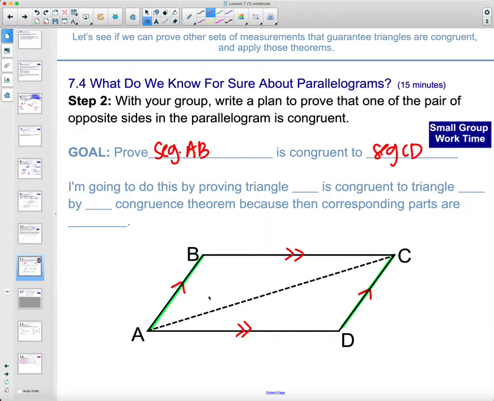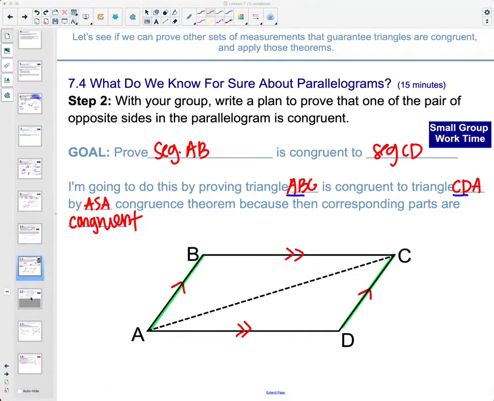To prove this, if I knew that these two triangles were congruent, AB and CD would be corresponding sides. So I'm going to prove that triangle ABC is congruent to, and it looks like the angle that matches with A in this triangle is C, triangle CDA. We've been talking about angle, side, angle today, so I'm going to assume I'm trying to prove it by the angle, side, angle congruence theorem, because then I'd have corresponding parts. AB matches CD, and you can see that in the order of the congruence statement. Those are corresponding parts, and they would be congruent. So that's my plan. I somehow want to figure out how I'm going to prove this triangle to this triangle by angle, side, angle.